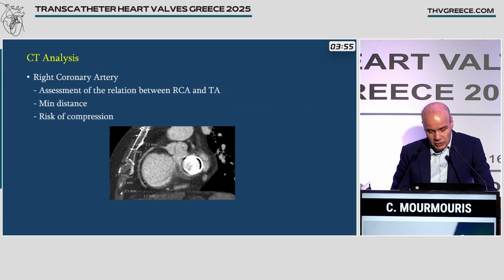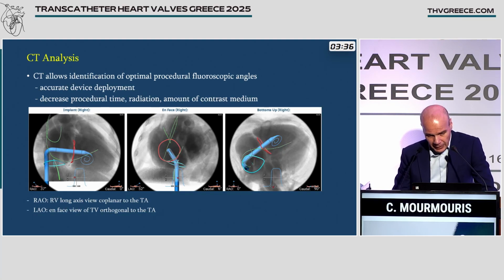Another piece of information is the relation between the right coronary artery and the tricuspid annulus. We need to provide the minimum distance between these two structures because during the implantation there is a risk of compression.